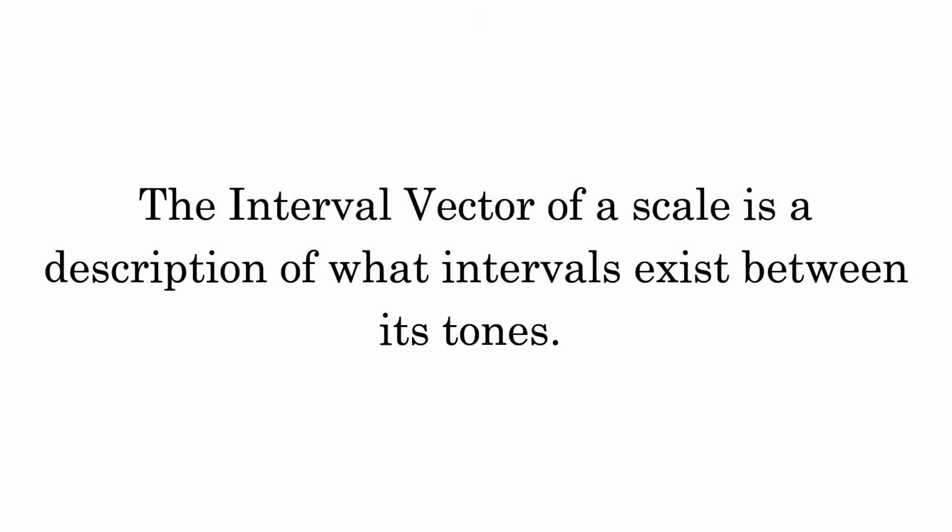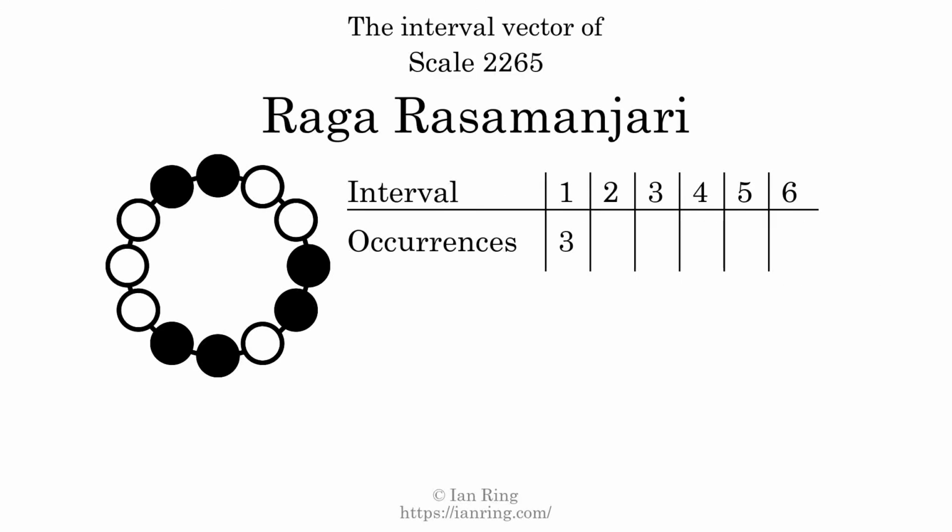The interval vector of a scale is a description of what intervals exist between its tones. There are 3 intervals with the size of 1 semitone. They are here, here, and here. There is 1 interval with the size of 2 semitones. It is here. There are 3 intervals with the size of 3 semitones. They are here, here, and here.